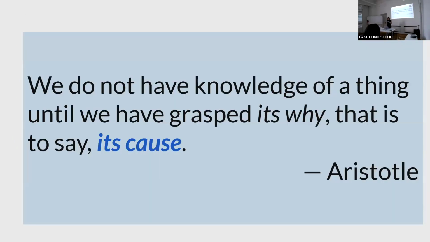And the importance of it has already been emphasized since Aristotle's time. We do not have knowledge of a thing unless we grasp its why, that is to say, its cause.